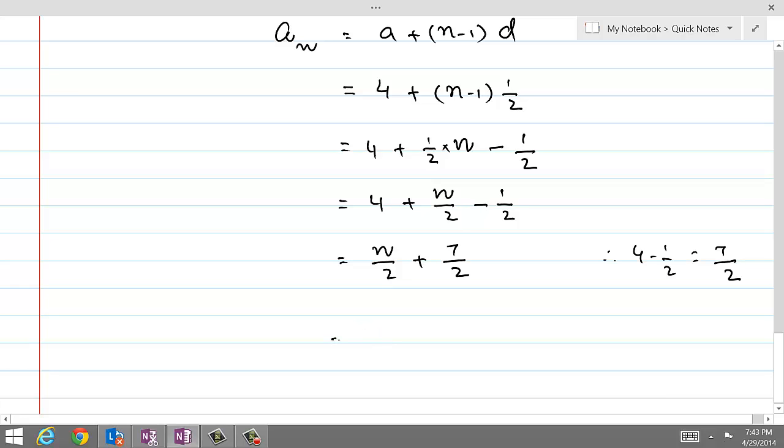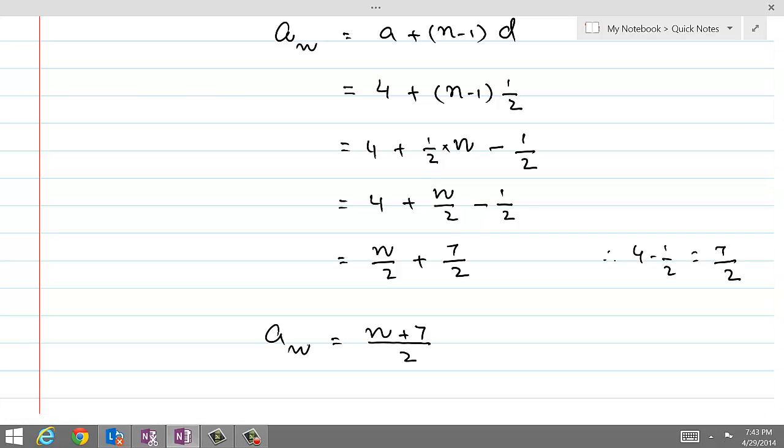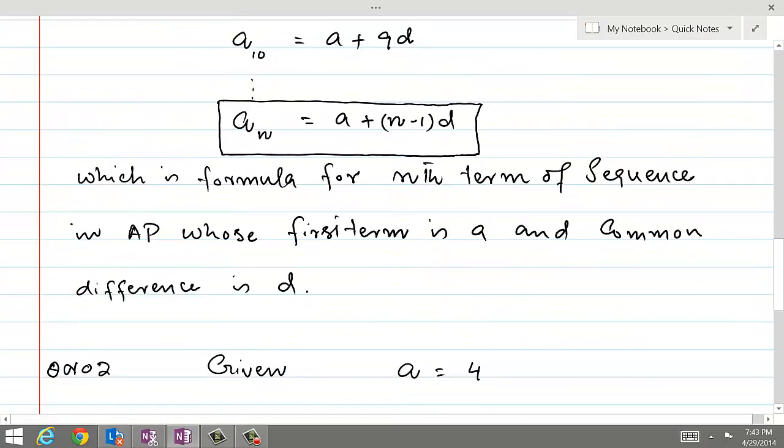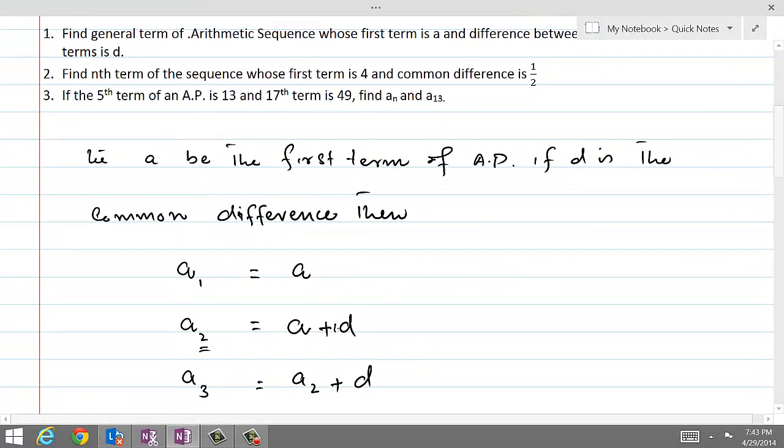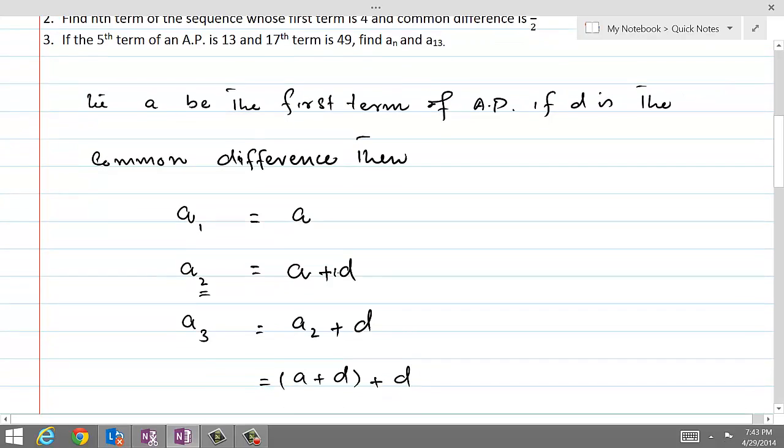Now if we take 2 common, this will give us N plus 7 over 2. This is the formula for finding the nth term, which is known as the general term. Now let's take a look at the next question, which says: if the fifth term of an AP is 13 and the 17th term is 49, find AN and A13.